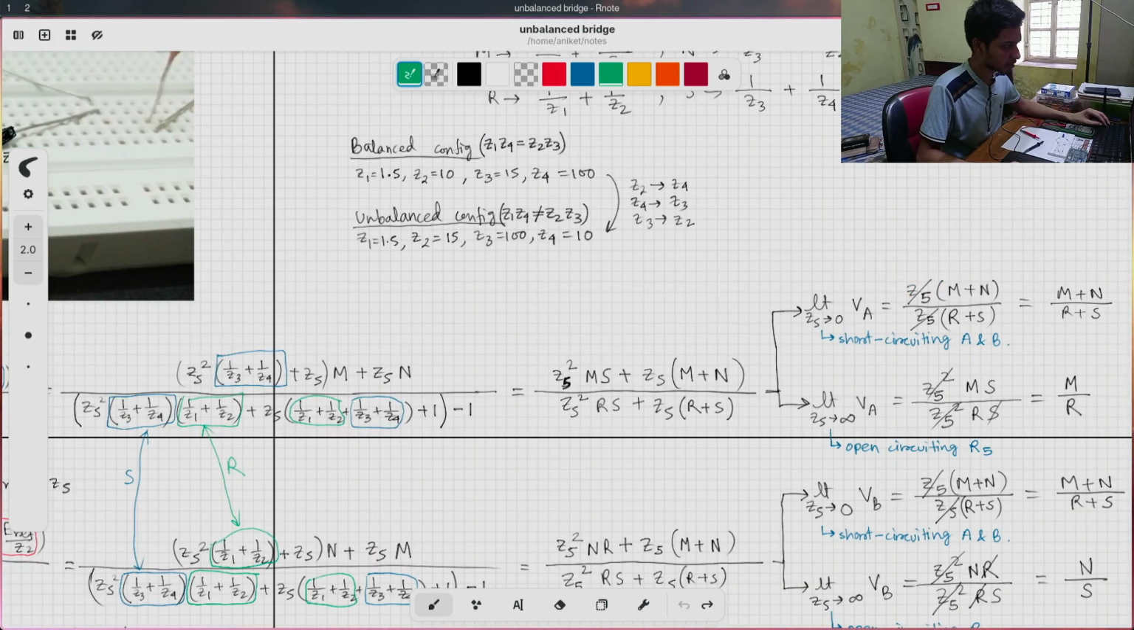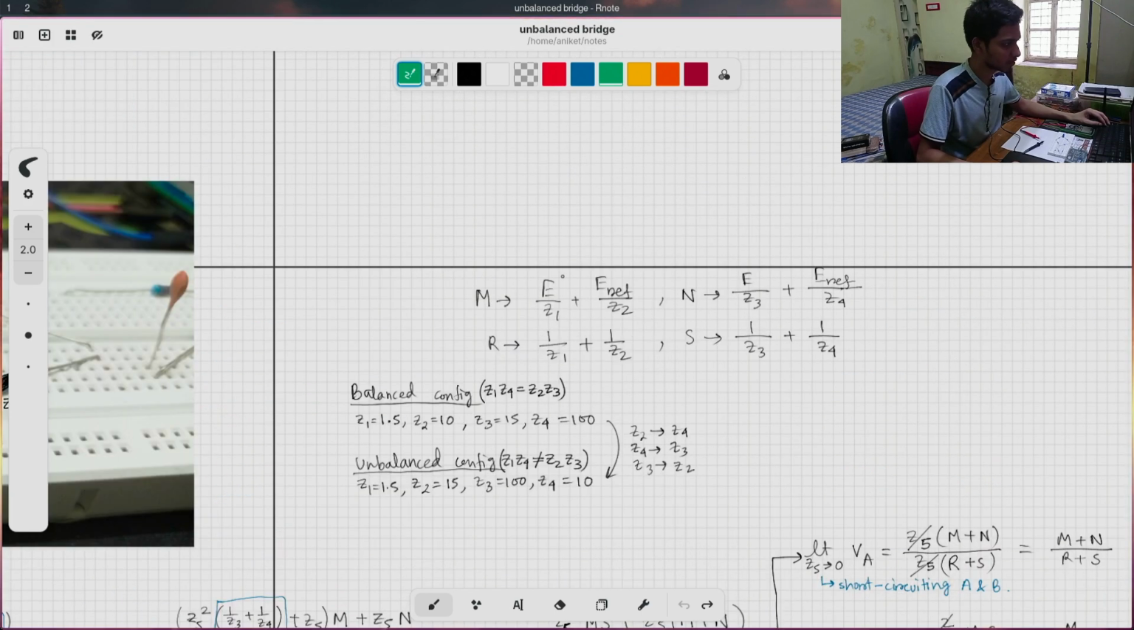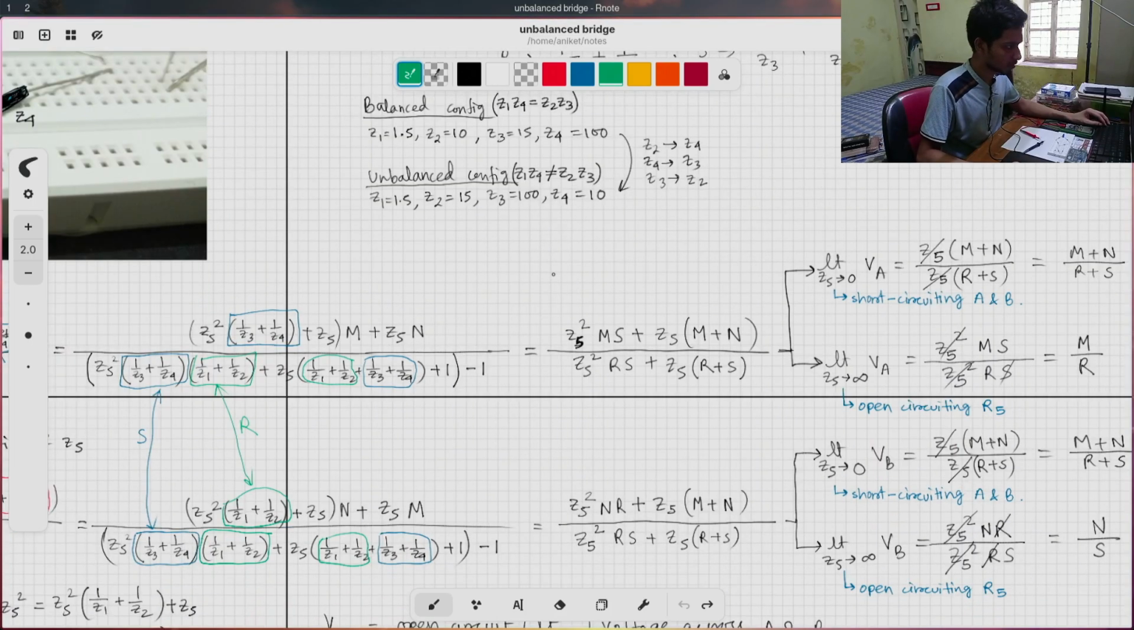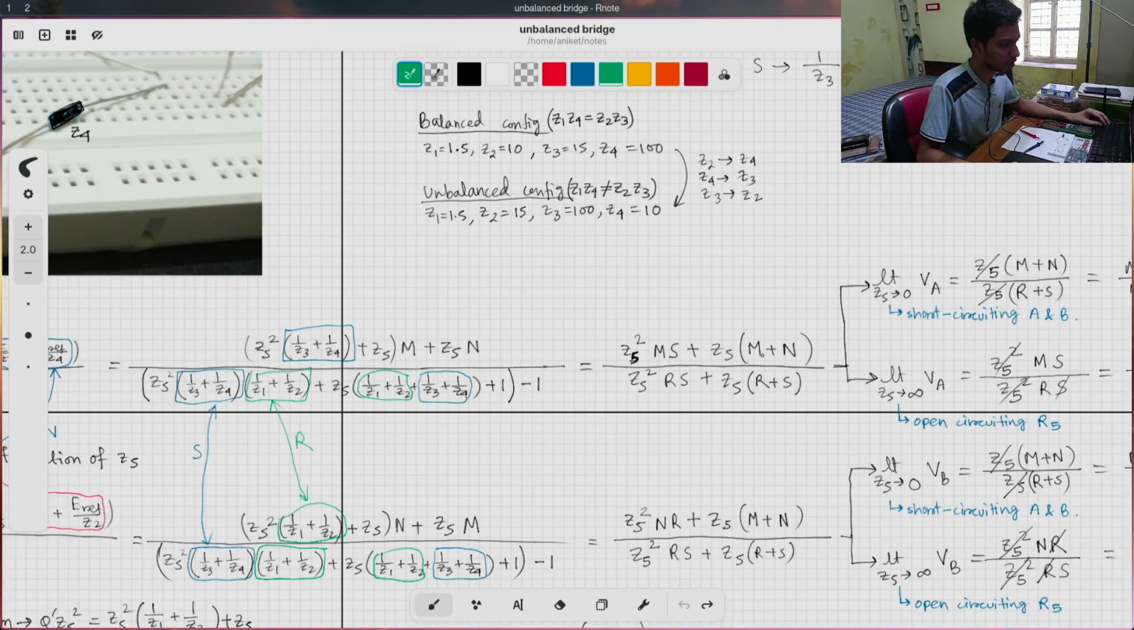Here M, S, R and N are all known values in terms of E, E ref, Z1, Z2, Z3 and Z4. Because we already know E, E ref, Z1, Z2, Z3 and Z4, M is also known. So the values of M, N, R and S are already known. Now these two expressions are for the general circuit.